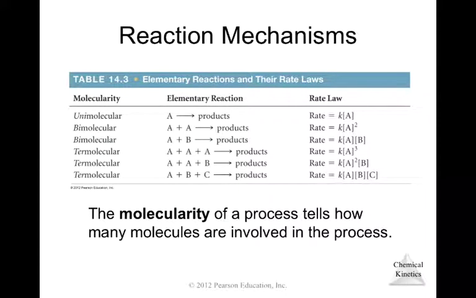And so we often talk about these in terms of molecularity. The molecularity of a process tells us how many molecules are involved. So something like this, where one molecule is involved, is unimolecular. And by the way, we're talking only about the reactants, right? This one would be bimolecular. You've got 2 of the same thing. This one has an A and a B, 2 different things, but still 2, so it's bimolecular. And then you can have different combinations of termolecular.